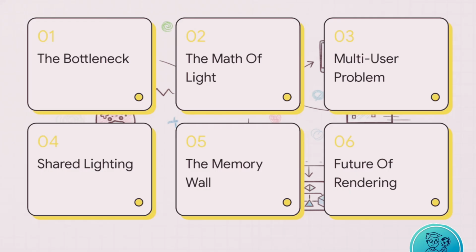So here's how we're going to break down this puzzle today, looking at a really brilliant master's thesis by researcher Gente van der Sanden on something called centralized irradiance caching. First, we'll hit the cloud gaming bottleneck, then the math of light. After that, we'll tackle the multi-user problem, introduce the shared lighting solution, look at fixing the memory wall, and finally, wrap up with the future of rendering.